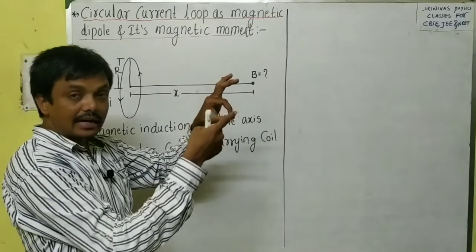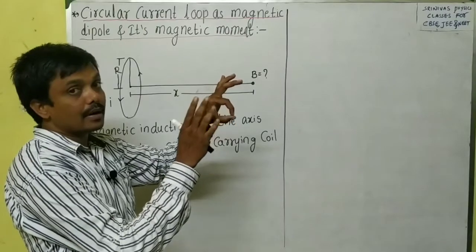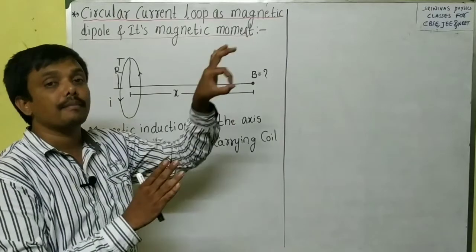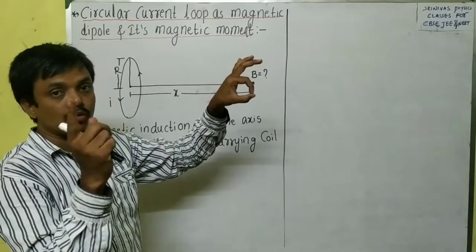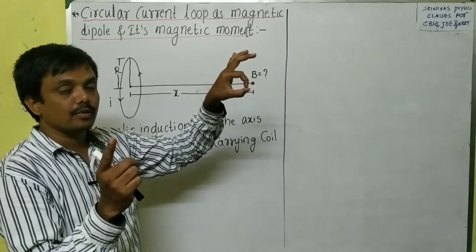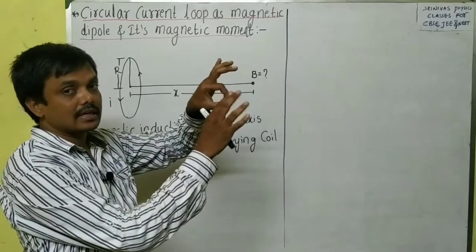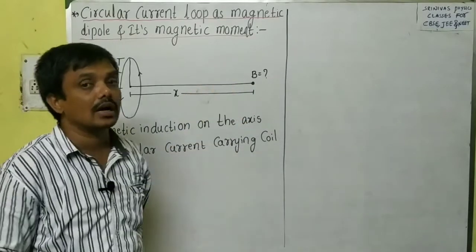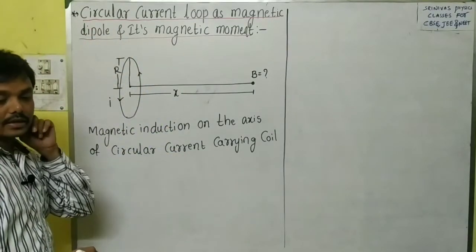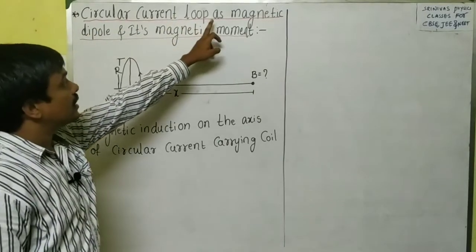Wire wound with many turns is called a coil. And this current carrying loop behaves like a magnetic dipole. Magnetic dipole means bar magnet. In a magnet, two poles are there, south and north, with equal and opposite pole strengths, separated by a certain distance. That is called a magnetic dipole. Now I am going to explain that the circular current carrying loop acts as a magnetic dipole.